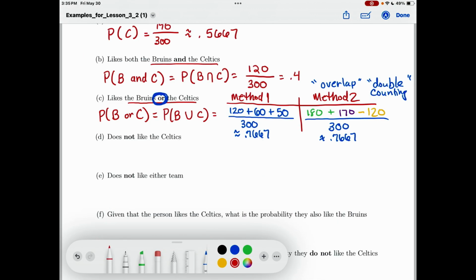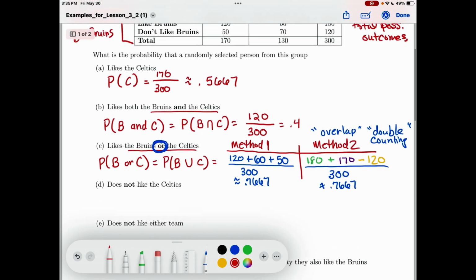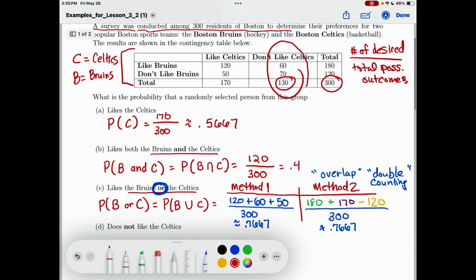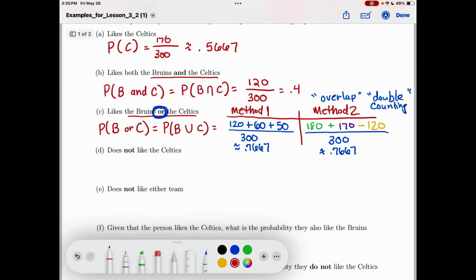All right, let's look at part D. Part D says, what's the probability that the person does not like the Celtics? So if we come up here and look at all the people that don't like the Celtics, in this group, there's 130 out of 300. So we're going to write the probability that the person does not like the Celtics is C complement.